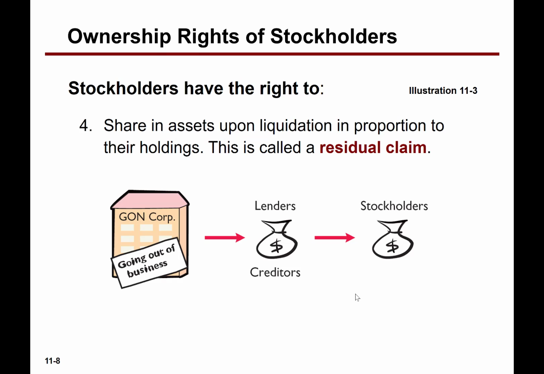Then start to come in our secured lenders, like whoever gives the mortgage on the building. Then unsecured lenders, and if there's anything left, who comes? The stockholders. So stockholders are way down the residual claim line here.